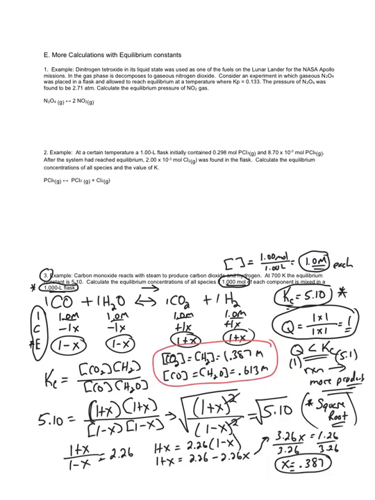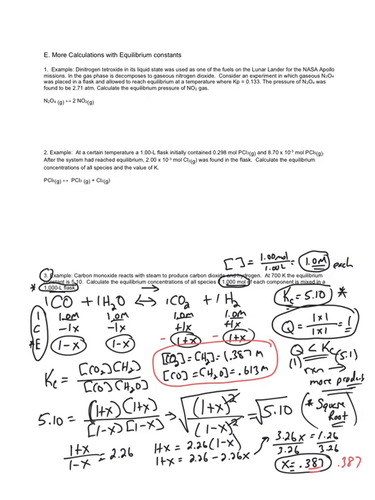All right, so you can see my math now, and you should have gotten an X value of 0.387, and that is the change. So now I go back up into my table, and 1 plus the change gives me a concentration of CO2 and H2. The products should have a concentration of 1.387, and the concentration of CO and H2O, the reactants, should be 1 minus 0.387, which gives me 0.613.